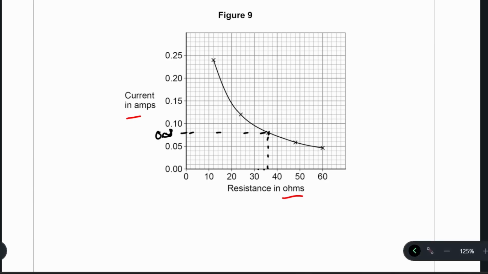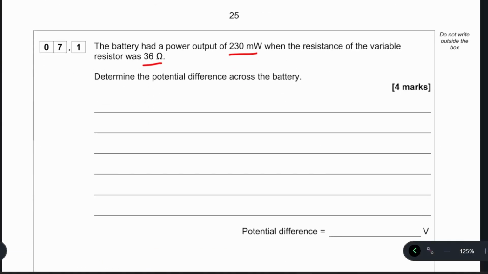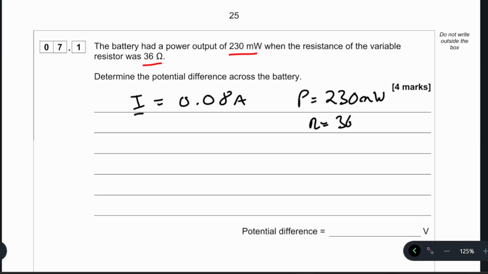These are going up in 0.01 amps, so this is 0.08 amps. You can write down here, the current is 0.08 amps. So now we have the current, we have the power, and we also have the resistance, 36 ohms, and we're trying to find the voltage. We want to find the potential difference. So what would the voltage be?